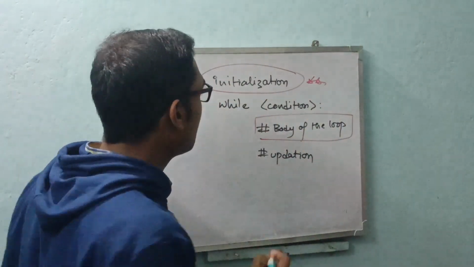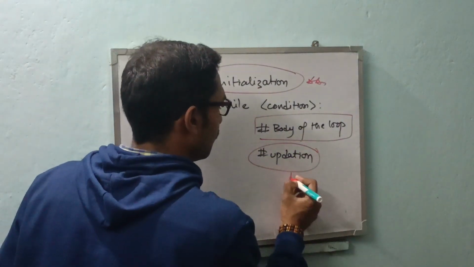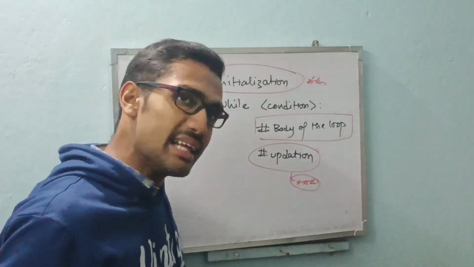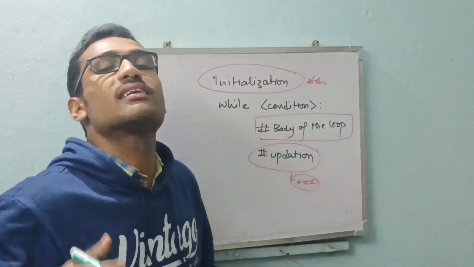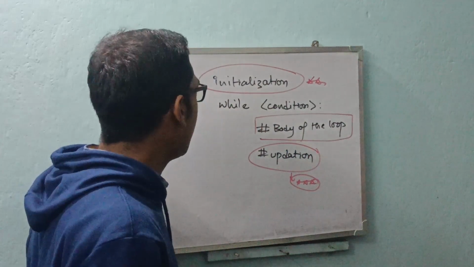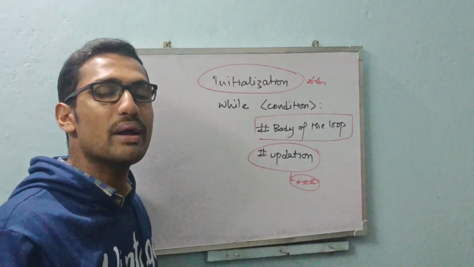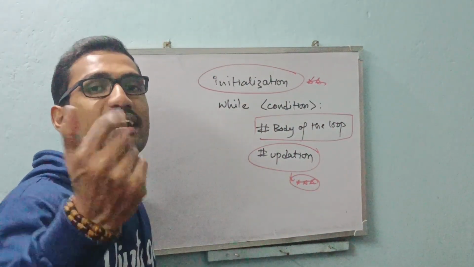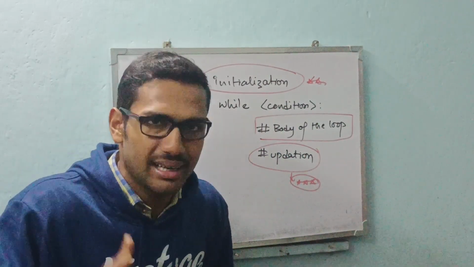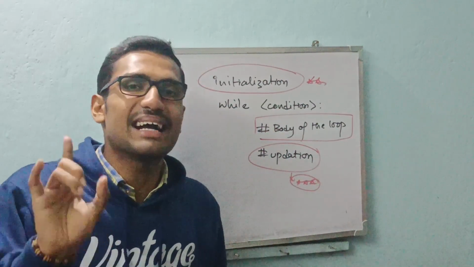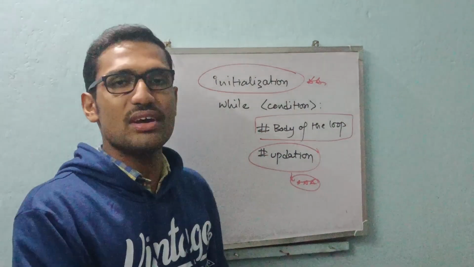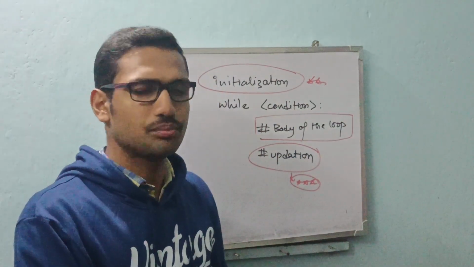This updation part also plays a very vital role. Because if we don't have the updation part, then it may be possible that the loop gets converted to an infinite loop. What is an infinite loop? An infinite loop is a loop in which the condition never gets false. Clear? So that's why updation plays a very vital role in the case of while loop.